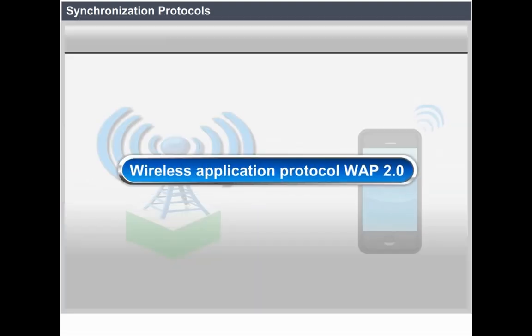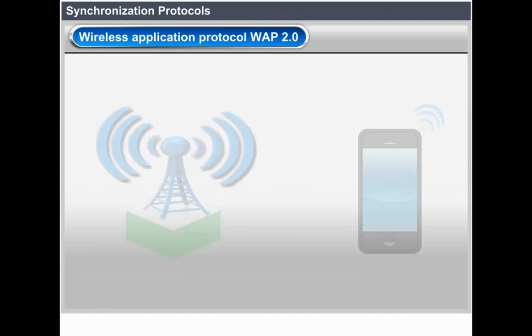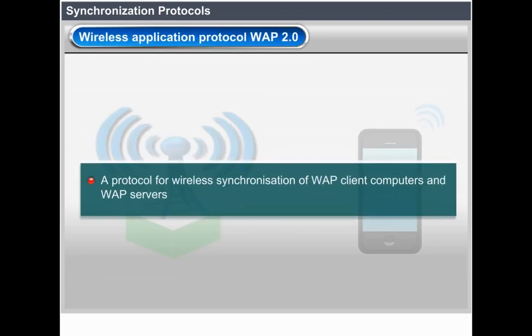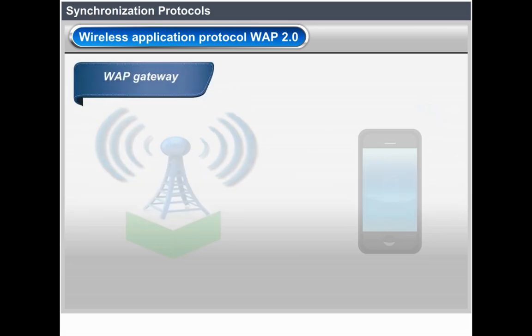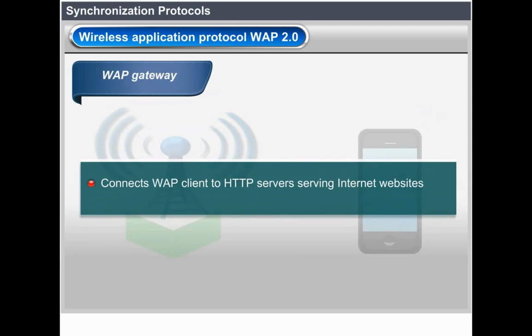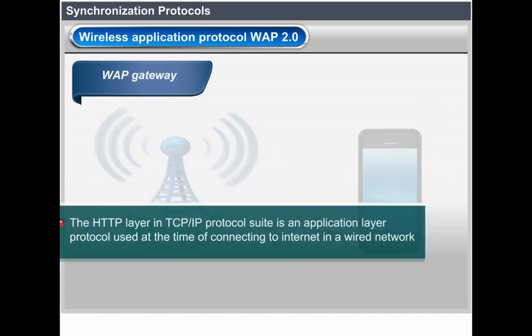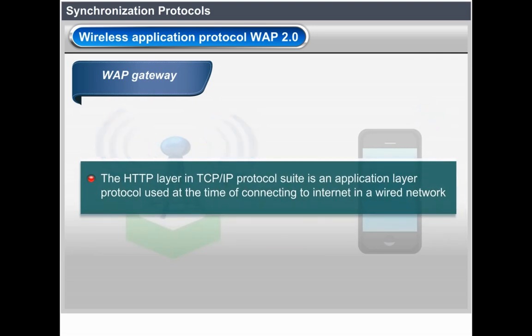Wireless Application Protocol, WAP 2.0. A protocol for wireless synchronization of WAP client computers and WAP servers. Synchronization through SYNC-ML codes binding over the WAP application layer client or server. WAP Gateway connects WAP clients to HTTP servers which serve Internet websites. The HTTP layer in the TCP/IP protocol suite is an application layer protocol used when connecting to the Internet in a wired network.